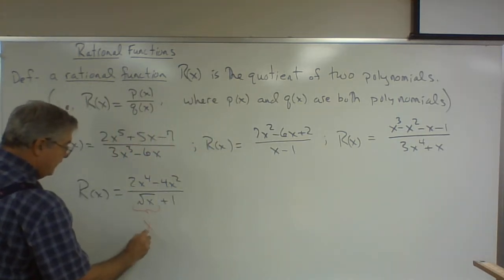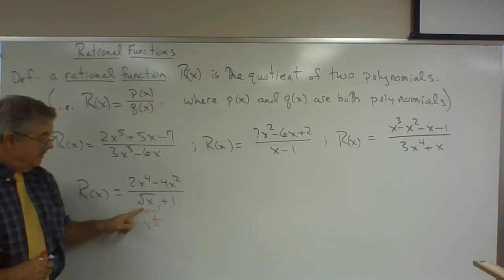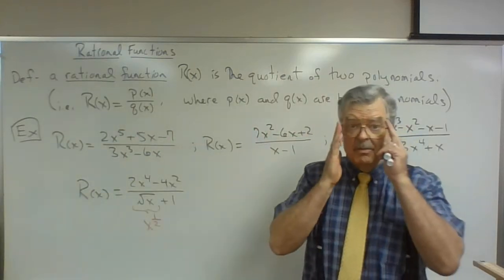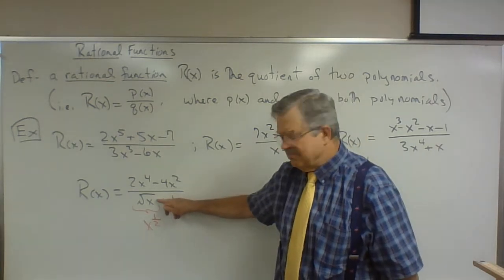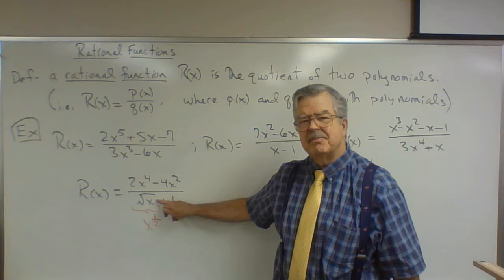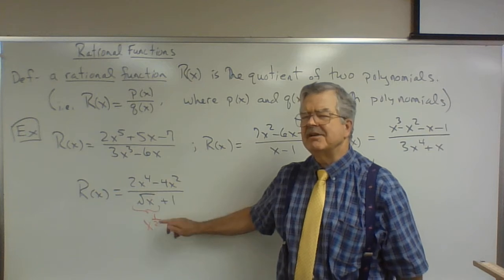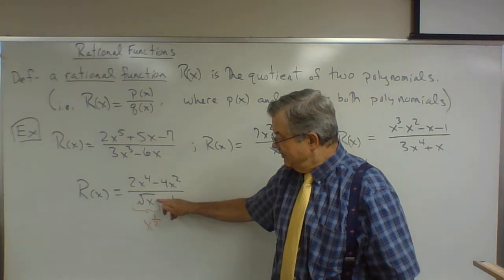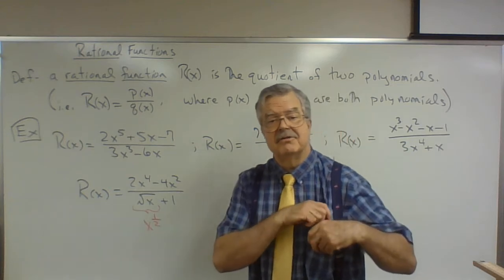Square root of x is the same as x to the 1/2 power. So this term, square root of x, is not a monomial. And you remember we defined polynomials to be the sum of monomials. Well, if we write square root of x as x raised to a power, it's x to the 1/2 power. The exponent is not a non-negative whole number. So this thing here disqualifies the expression from being a rational function.